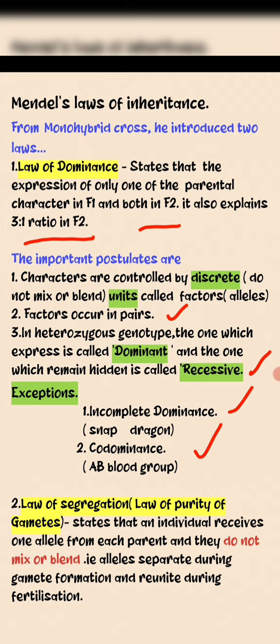And then the second one is the law of segregation, or it is also called as law of purity of gametes. It states that an individual receives one allele from each parent and they do not mix or blend. That is, alleles separate during gamete formation and reunite during fertilization.